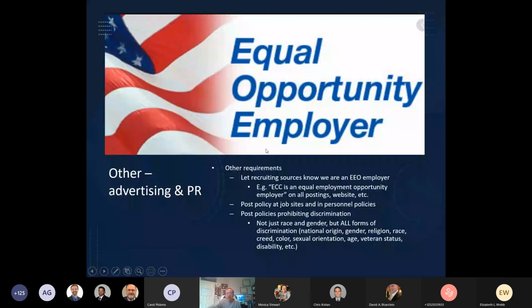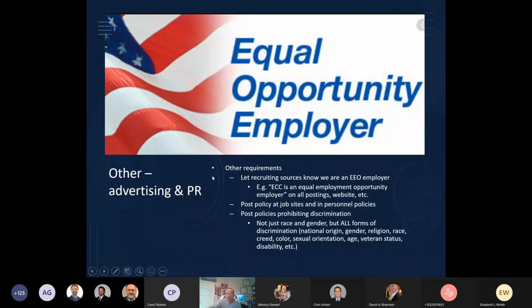All right, other things that we do, again, you see the EEO notices on all of our website and all of our postings. That just lets applicants know that it's going to be a fair and equal environment when they come in to apply for jobs with us. And then we also post policies that you've probably seen in your offices or your break rooms. These are pretty fundamental things.